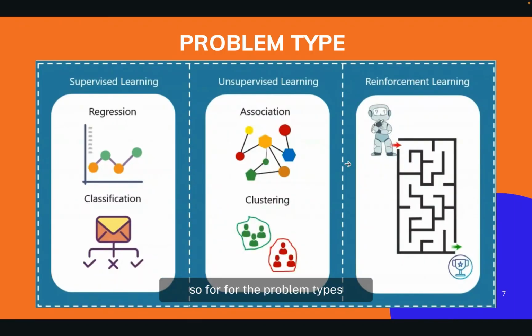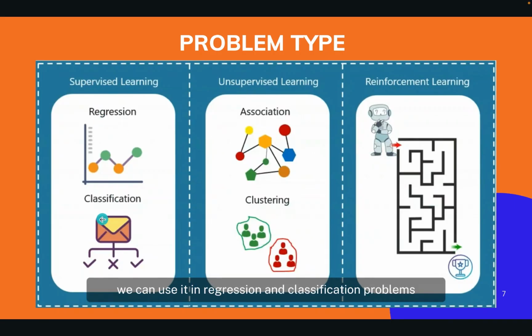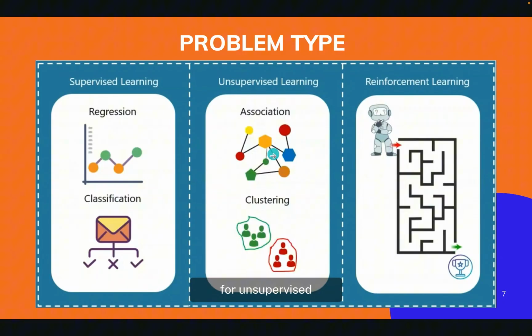For the problem types, where can we use each type of machine learning? For supervised learning, we can use it in regression and classification problems. For unsupervised, it's for association and clustering problems. And for reinforcement learning, it's for games, AI, robotics, and so on.